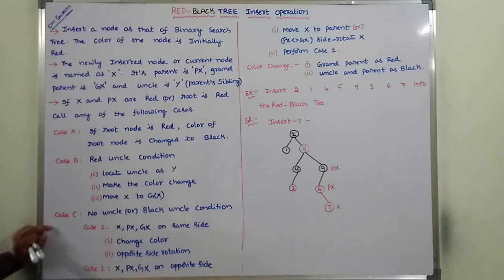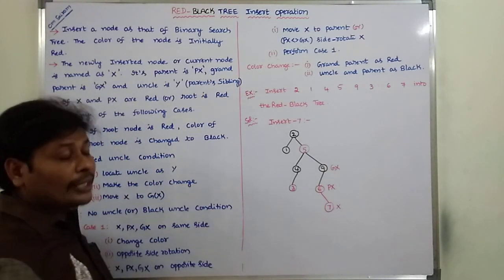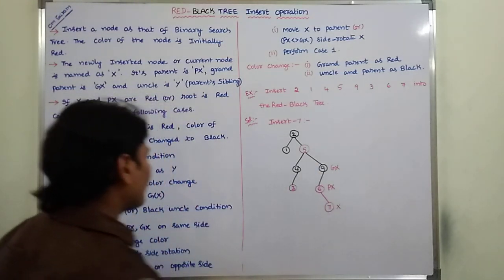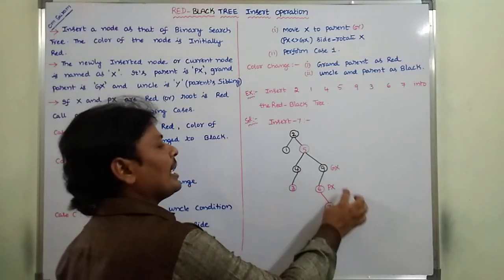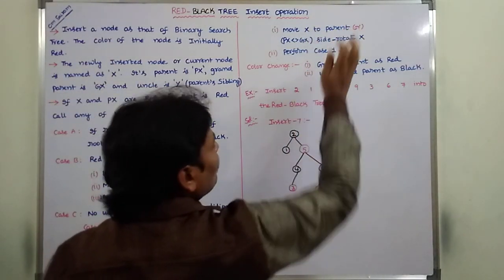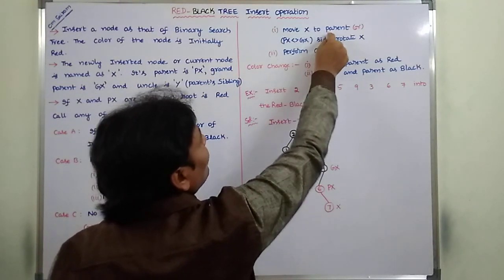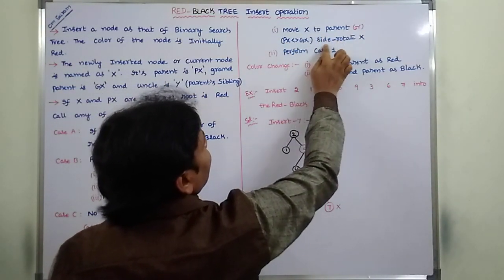Okay, now go to this step. So case 1, if X, Px, Gx are on the same side? No, X, Px, Gx are not on the same side. Px and Gx are on the left hand side, Px and X are on the right hand side. So this case is failed. Go to this case, X, Px, Gx on opposite sides. Yes, case 2 is satisfied. Now move X to parent. So this is X, this is Px. So the first step is move X to parent, or rotate Px Gx side.